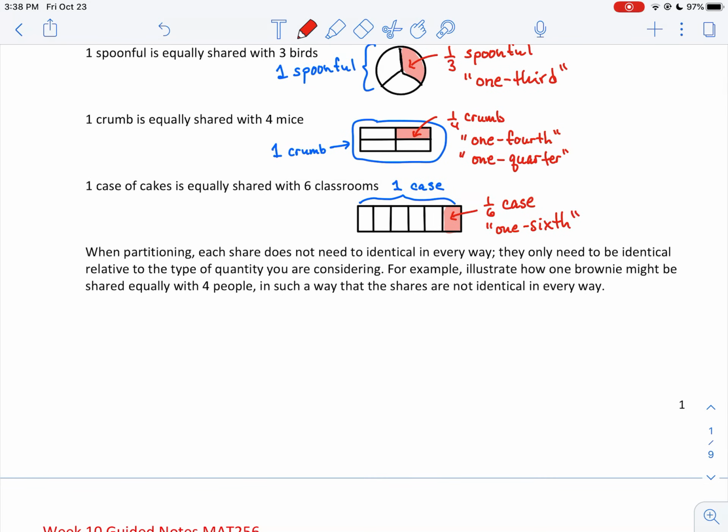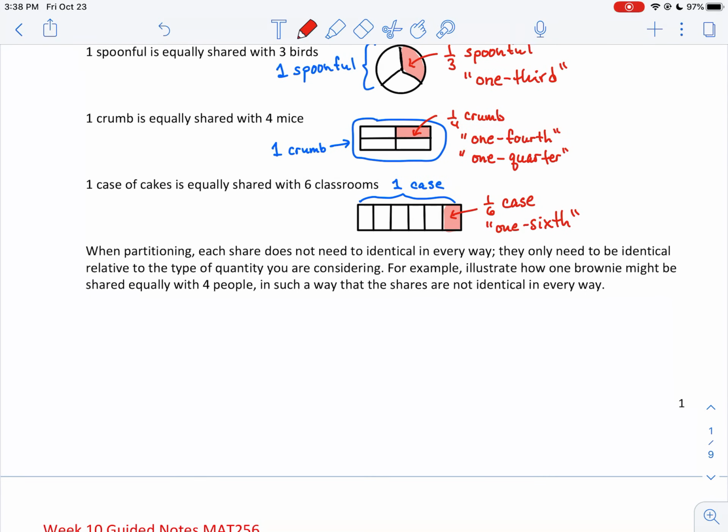Now, when partitioning, each share does not need to be identical in every way. They only need to be identical relative to the type of quantity you are considering. So whether you're considering length, area, weight, volume, there are lots of different kinds of quantities you might be focusing on measuring. And so when you break up something into equal shares, it just matters what that quantity is that you're focusing on.